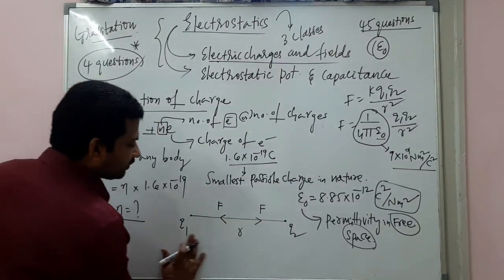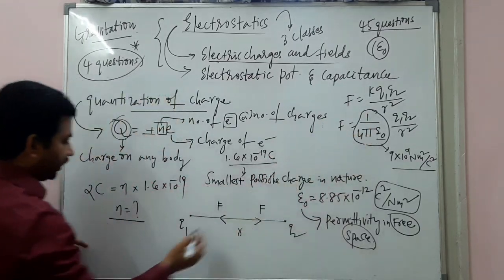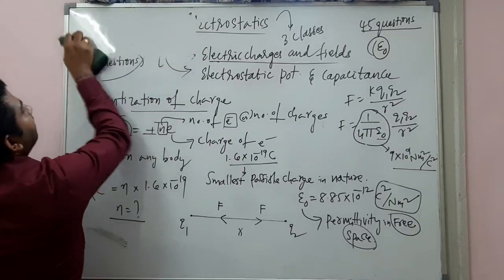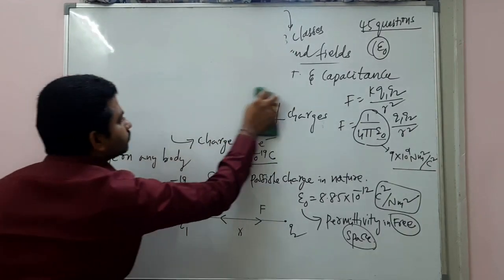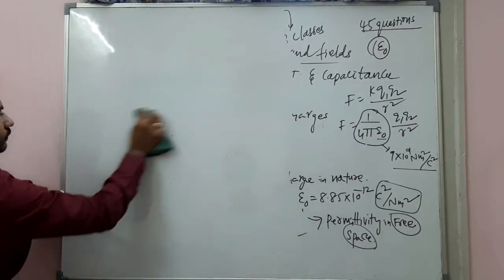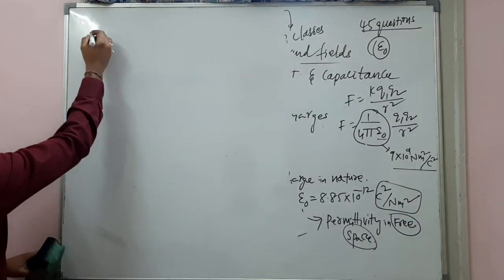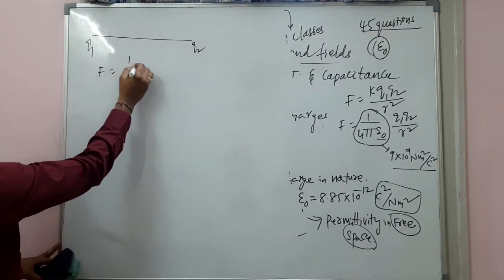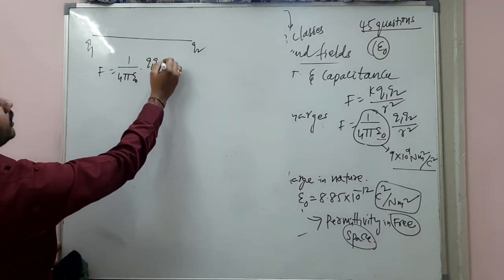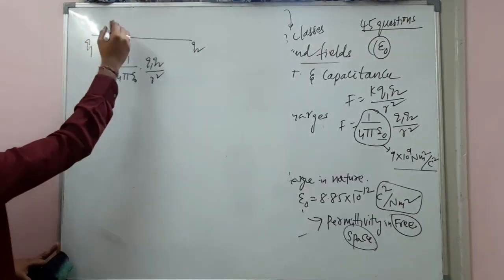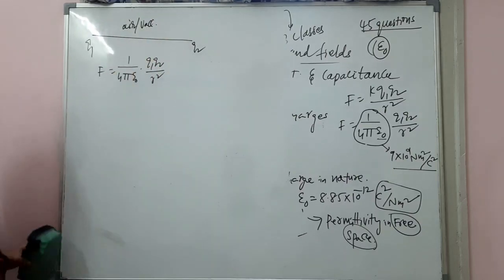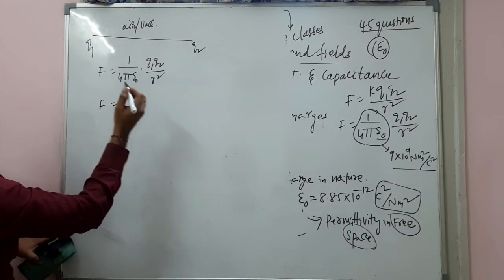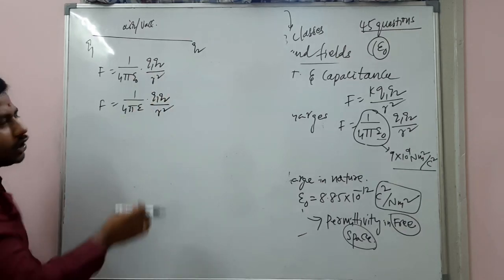Okay, coming back to this situation, my dear children, have a look at it. So this is the charge Q1 and this is the charge Q2. We know F equals 1 by 4 pi epsilon naught Q1 Q2 by R square. For example, if the medium is air or vacuum, this is the situation. If you keep a medium other than air or vacuum, this equation will become F equals 1 by 4 pi epsilon Q1 Q2 by R square.